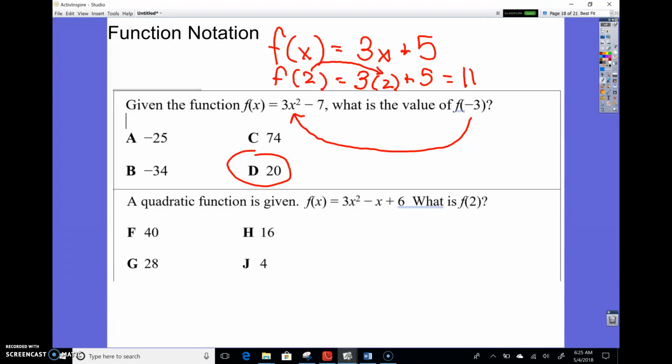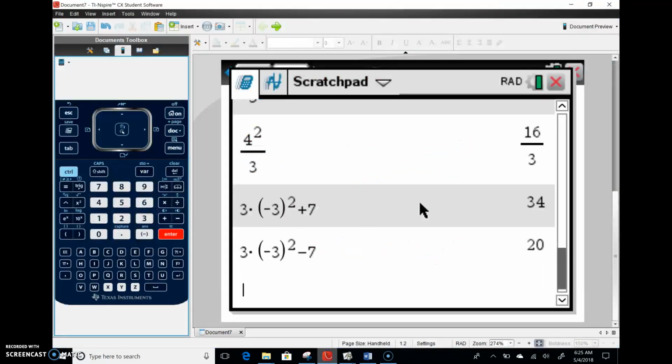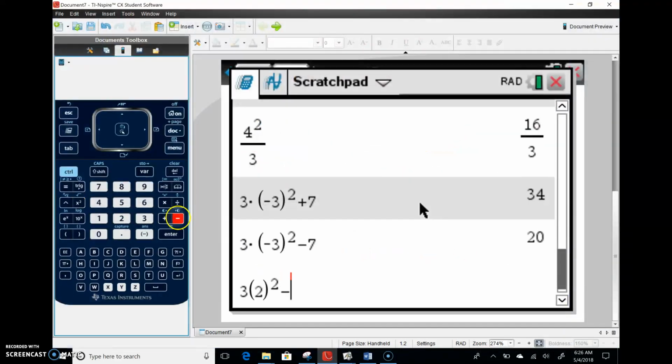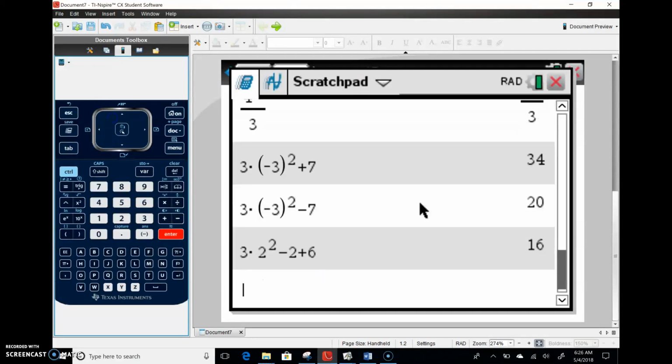Okay, hopefully you can do a better job with the next one for me, okay? Okay, 3, substitute 2 squared minus 2 plus 6. 3, 2 squared, make sure I minus 2 plus 6, 16.